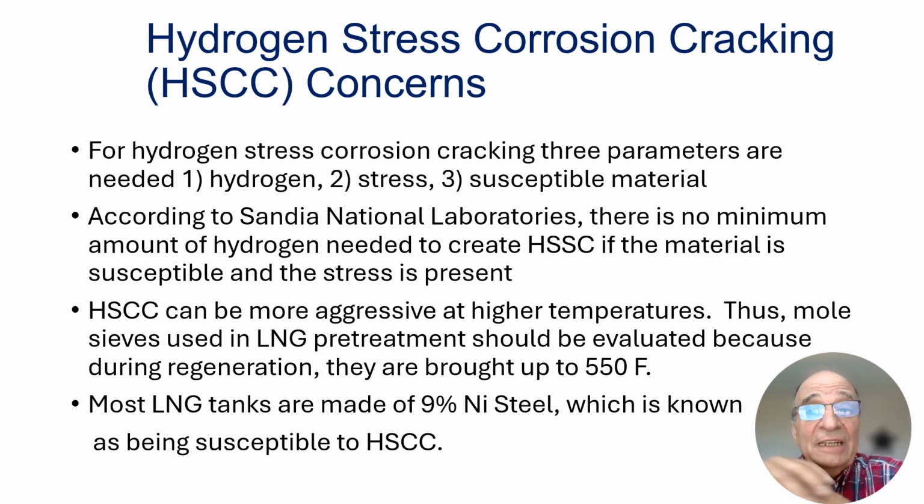That susceptible material depends on the structure of the material, whether it's austenitic or martensitic, and also the other parameters that are associated with the specific design, certainly stress levels, material, amount of hydrogen, etc. In fact, a higher amount of hydrogen will accelerate the hydrogen stress corrosion cracking, but a lower amount will not prevent it. There's no minimum amount of hydrogen that's necessary to create hydrogen stress corrosion cracking, and that's according to the Sandia National Labs.